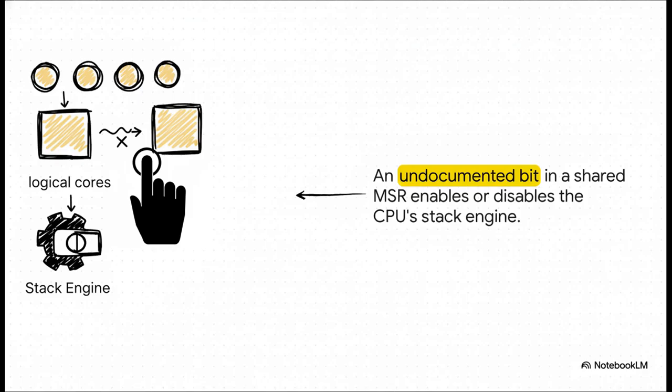And this is the bombshell. After tons of reverse engineering and poking around, the researchers found it. A single, hidden, completely undocumented bit buried in a special register. A secret switch. And all this switch does is turn that stack engine on and off. But here's the critical, fatal flaw. When one of those chefs in the kitchen flips the switch, the other one doesn't know. The state isn't shared properly between the two logical cores.